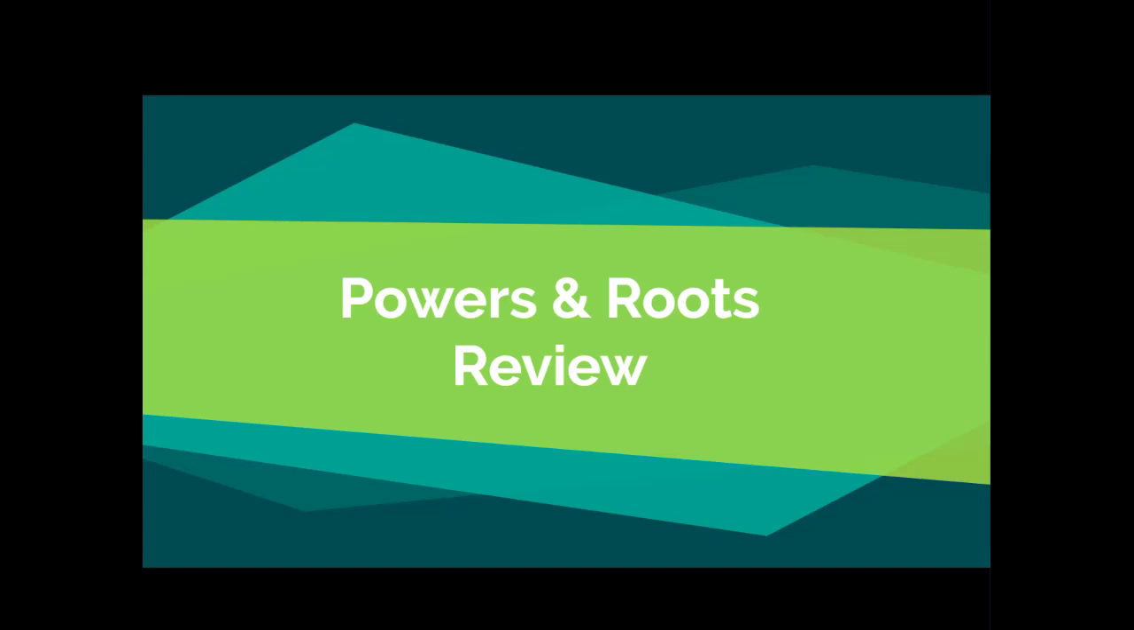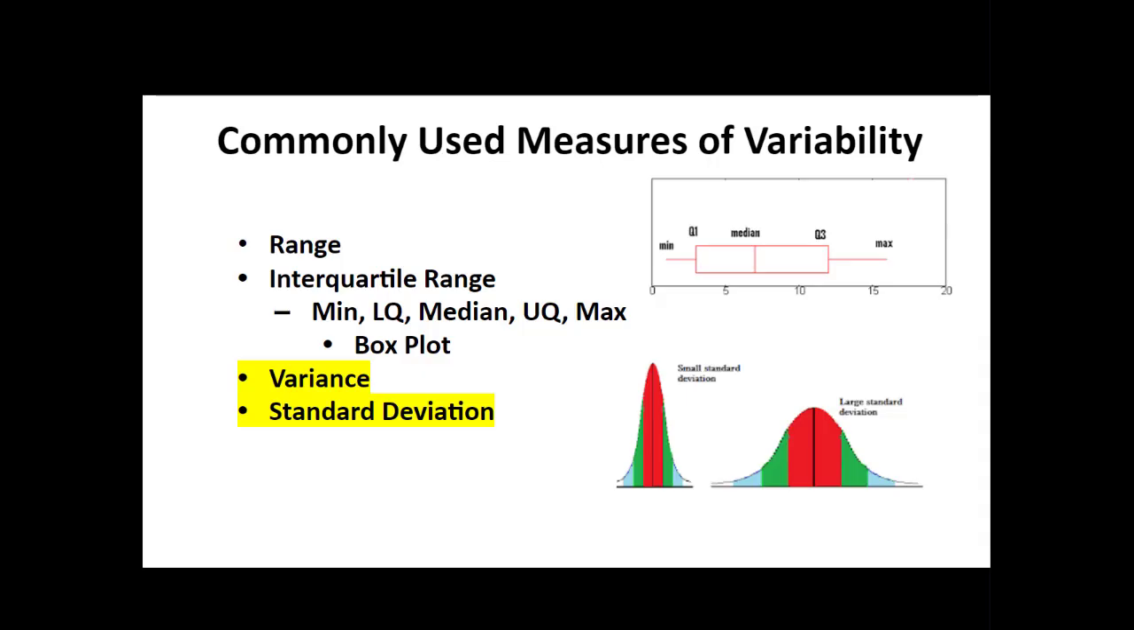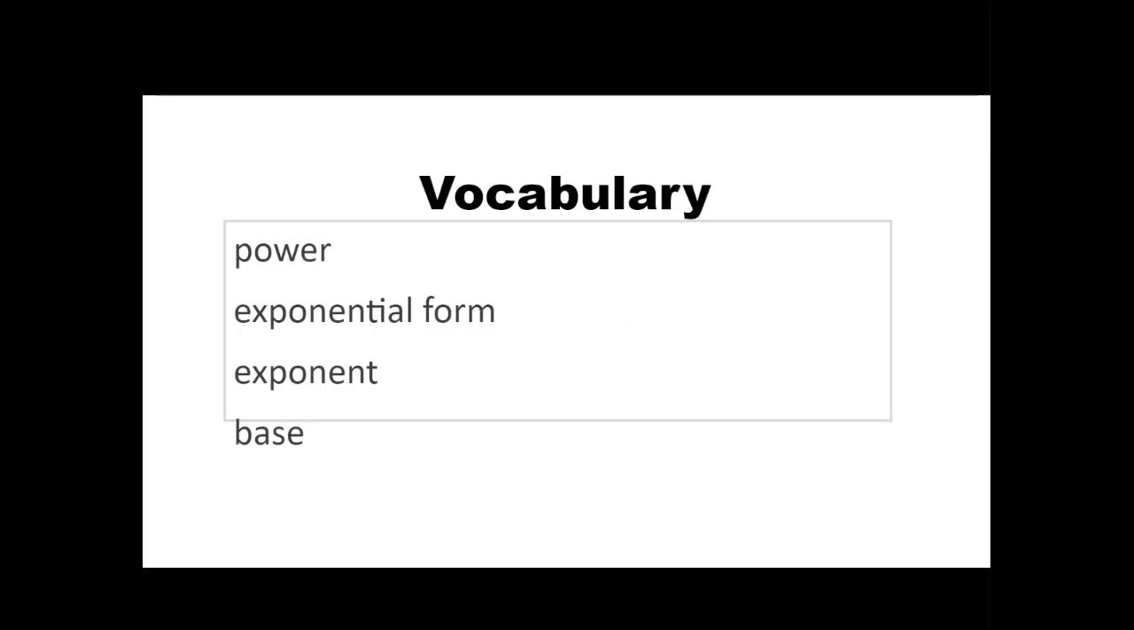But the best part is we will review powers and roots today. Yay! For the last few videos, we have been discussing commonly used measures of variability. We've discussed range and interquartile range. Before we start working with the last two measures of variability, I want to take a little bit of time and discuss some basics about powers and roots, because they're going to be important once we start to calculate variance and standard deviation. So as we discuss powers, there's a little bit of vocabulary that I want us to discuss just so that we're all clear on what we're talking about.